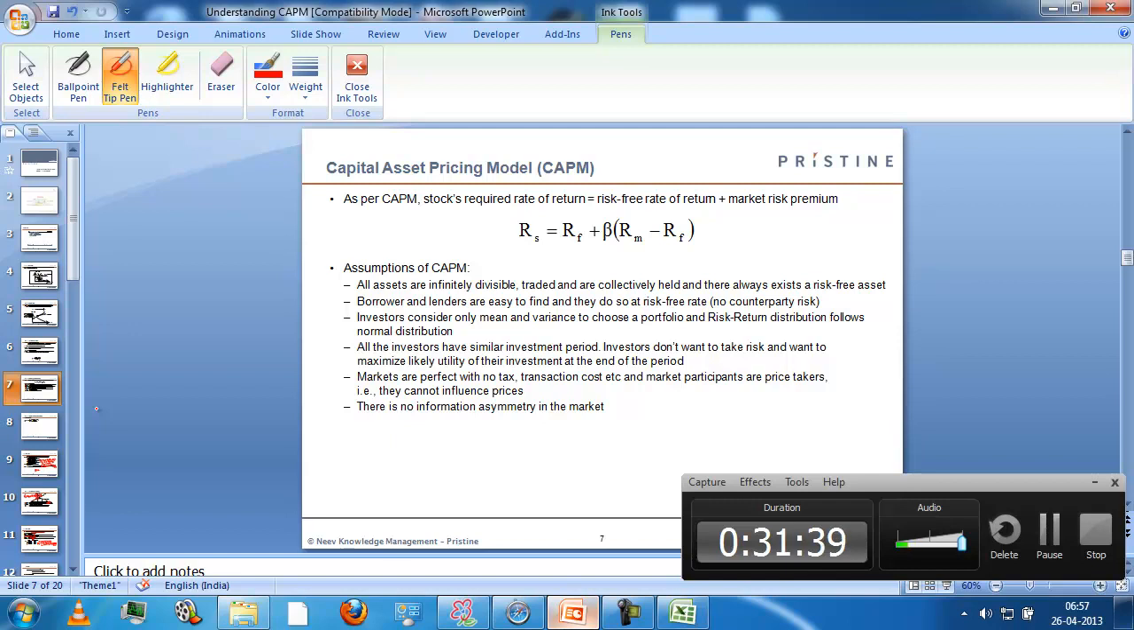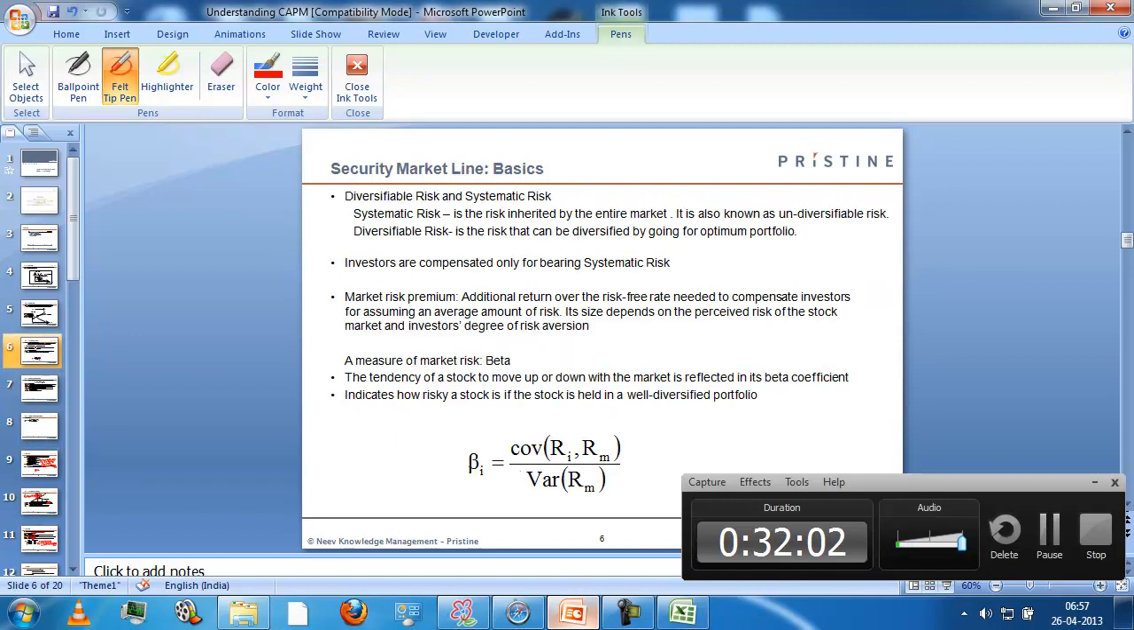So if you have to know the beta of the entire market, let me tell you that the beta of the entire market is equal to 1. That is because in this formula we can see that if you take the covariance of the return of the market with itself, it will be nothing but the variance of the returns of the market. So this term will be equal to 1.